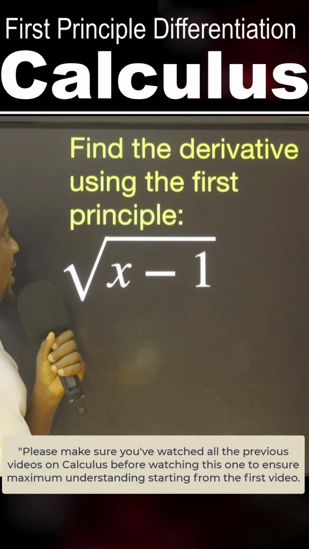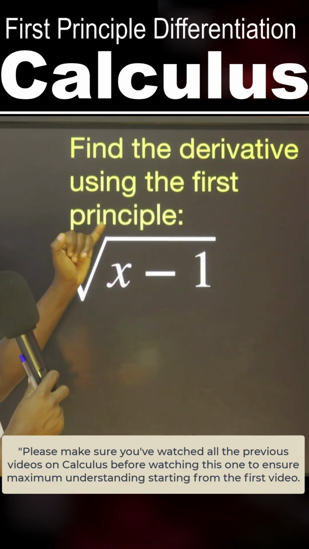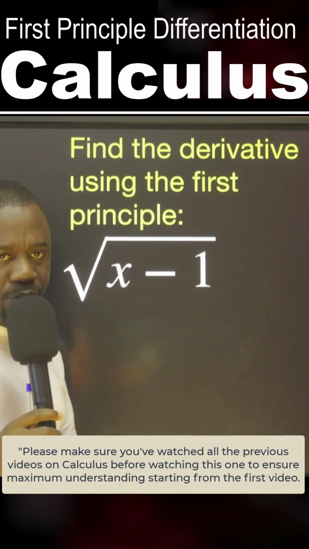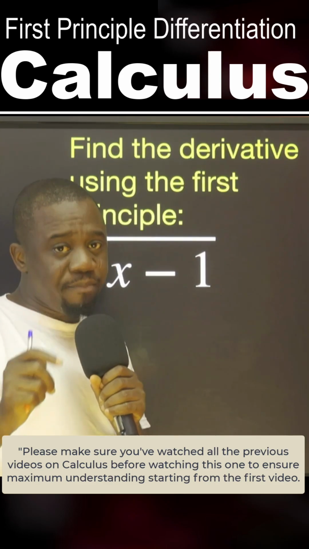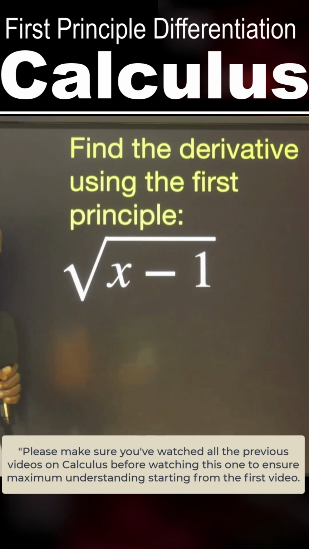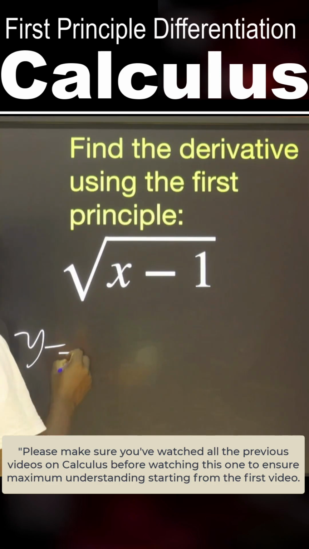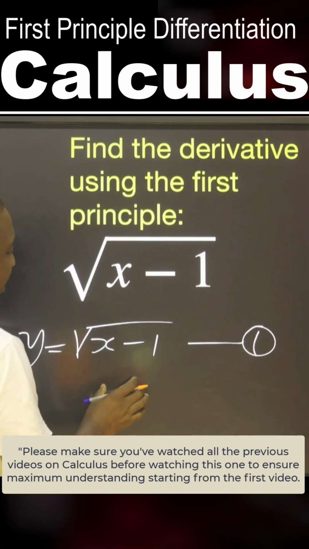Let's look at this. It says, find the derivative of this using the first principle. Please, if you have not watched the previous videos, make sure you watch them before you look at this, okay? Let's start. So therefore, we're going to say this is y equals to this. We're going to call this equation 1.